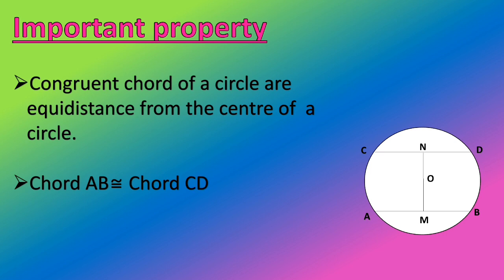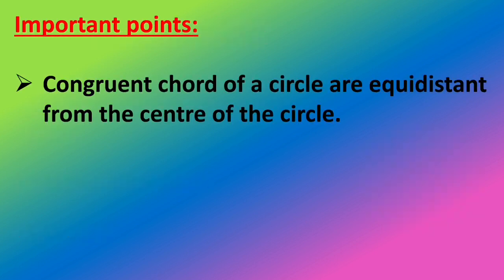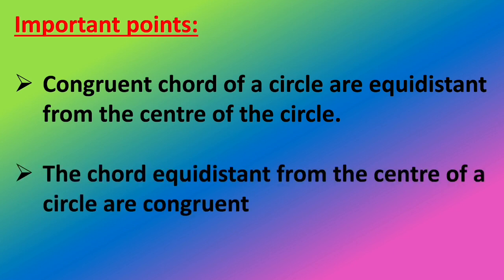If chord AB is congruent to chord CD, then we can say the distance between the center and the chord is equal. It means OM is equal to ON. The important points of a circle: congruent chords of a circle are equidistant from the center of the circle. And if chords are equidistant from the center of a circle, then we can say the chords are also congruent.